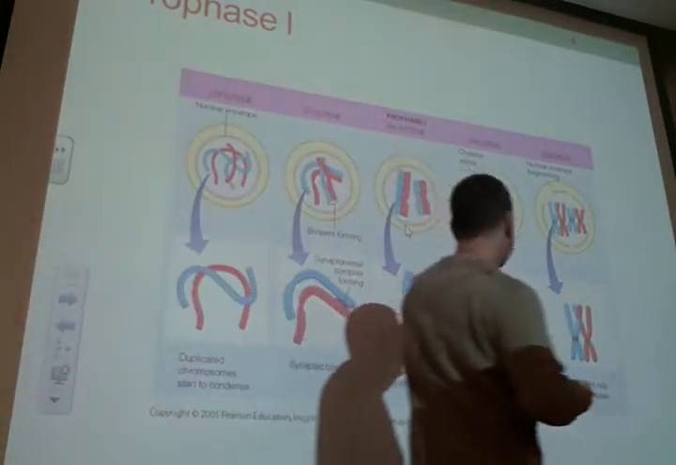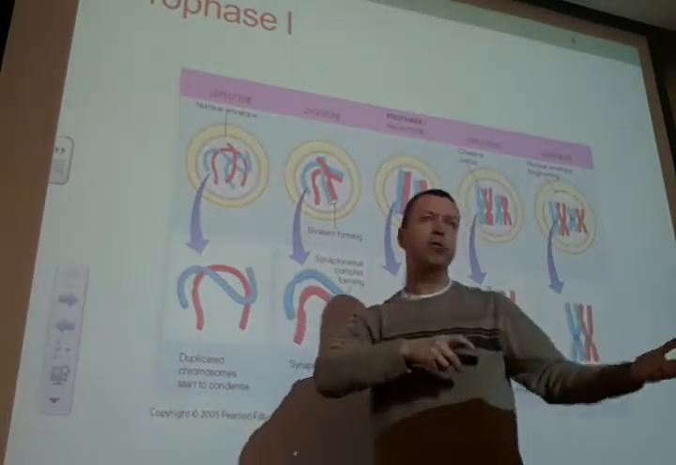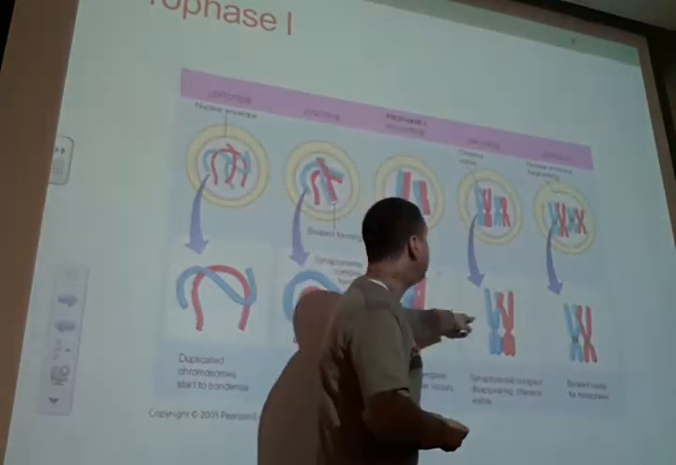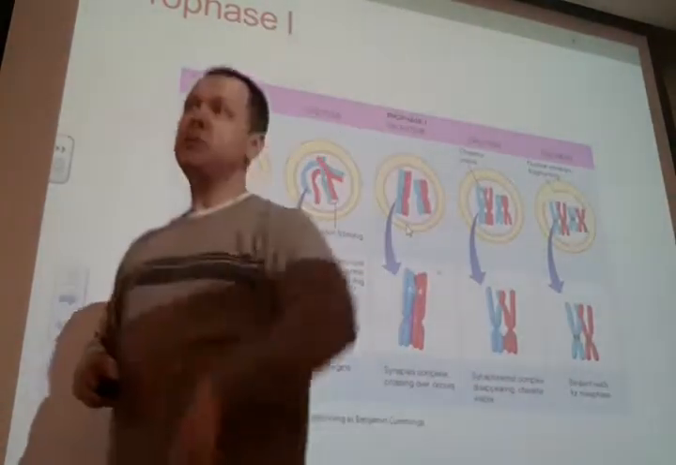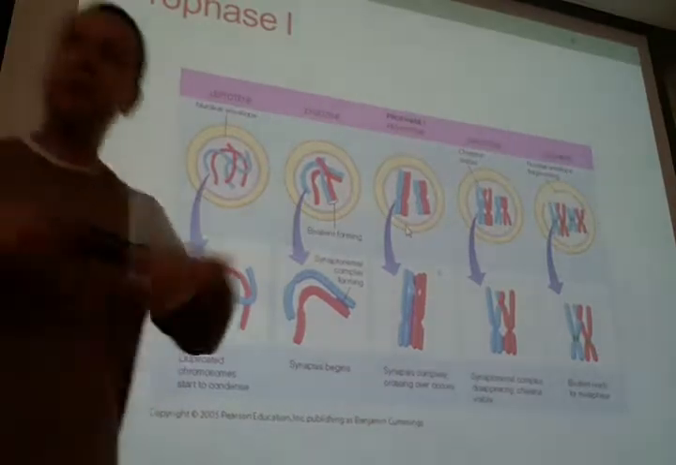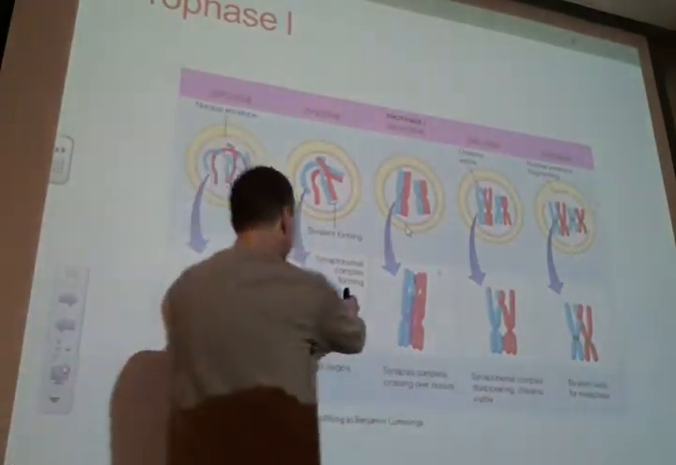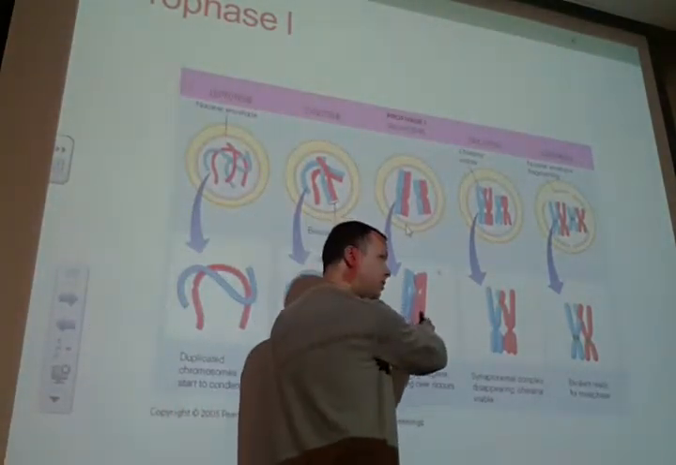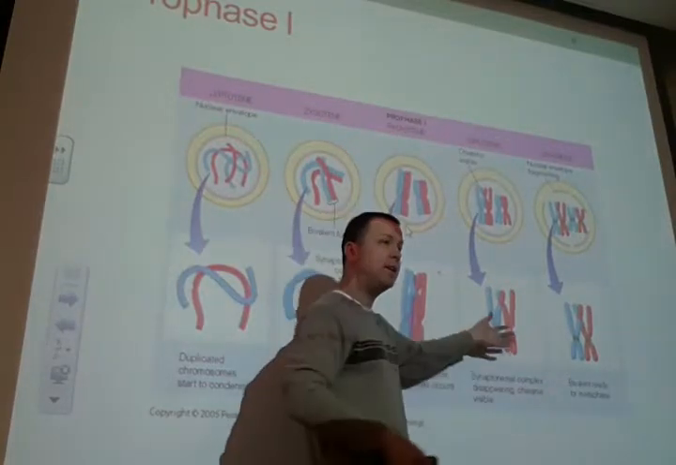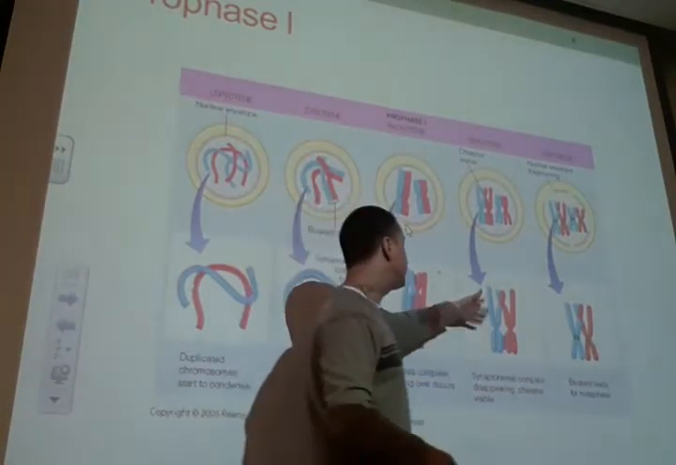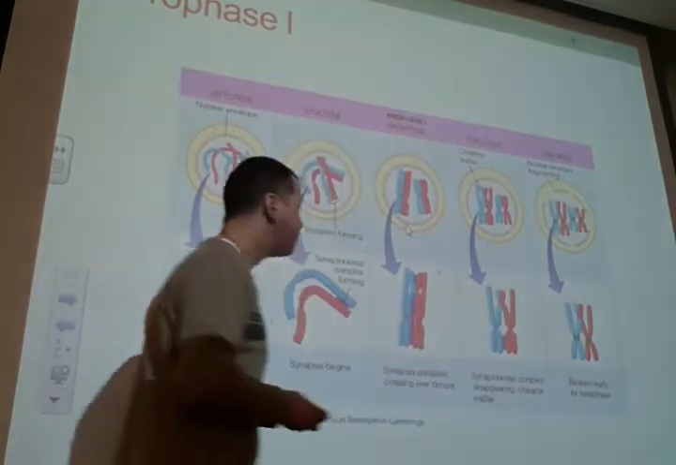And then the next two phases are sort of the reverse. So during diplotene, this synaptonemal complex breaks down. Okay, so we don't need it anymore. We needed them really close together so we could do the crossing over. Now that that's happened, we can get rid of the synaptonemal complex. So that's what's happening during diplotene.